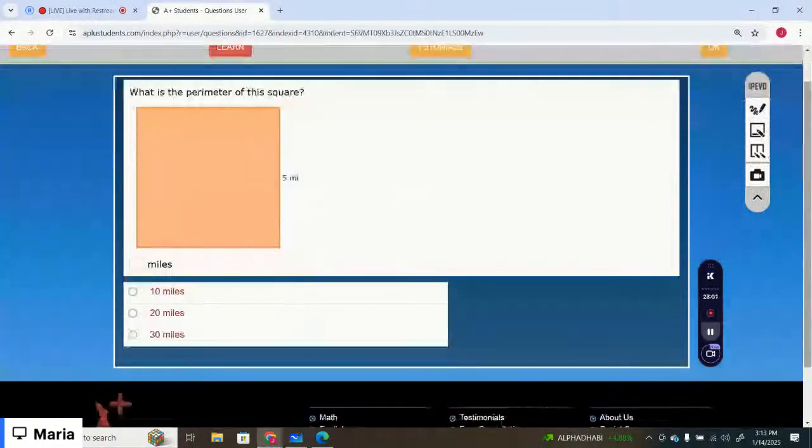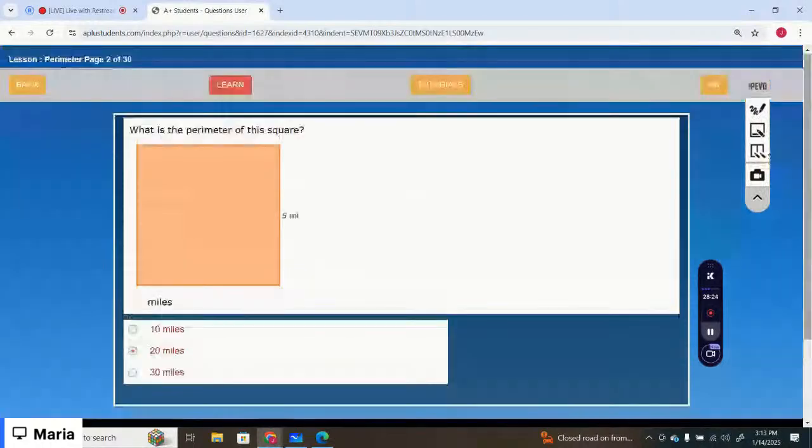What is the perimeter of the square, which is the correct option? That is 20 miles. Option number 2 is the correct option.